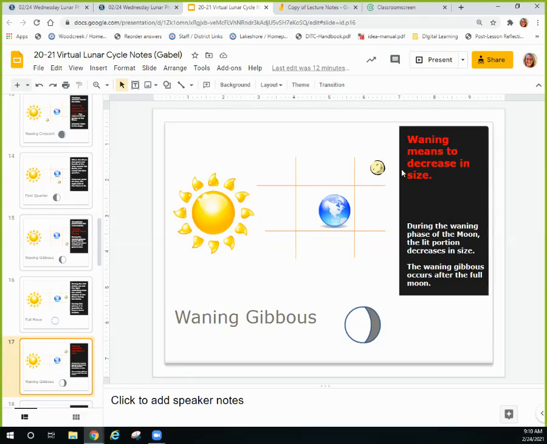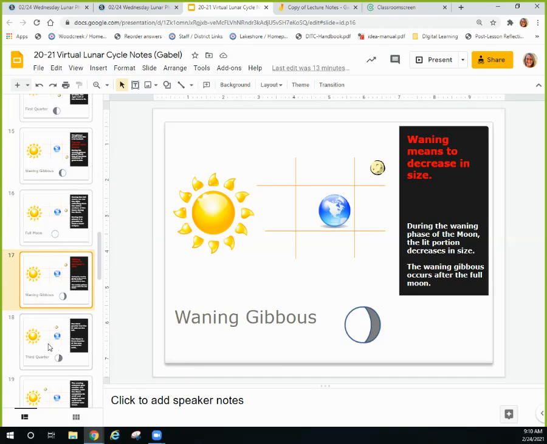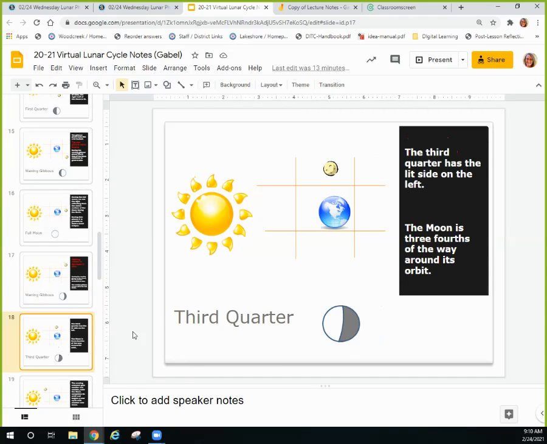But now our moon is going to start to get smaller. As we start to lose light, we're decreasing in size. The moon appears to be getting smaller. So we have our waning gibbous. We still have a lot of light, but we've lost some. And then we get to third quarter, where the moon is now 3/4 the way through its cycle. And the light is lit up on the left side, because we're losing light.